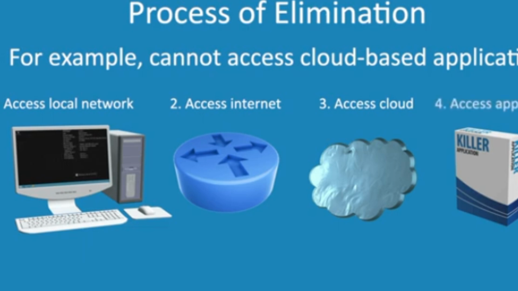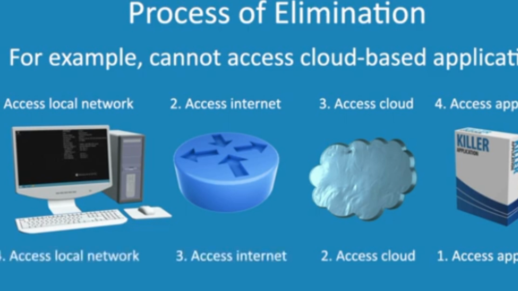The last step is to check that the application is available. If the application is available on the cloud, the problem may be something to do with the way the user is trying to access the application, or a problem with their settings. Looking at this, you may be thinking, could this be done in reverse? Could you check the application first, check the cloud is available, check the internet, followed by checking if the local area network is available? The answer is, yes, you can.